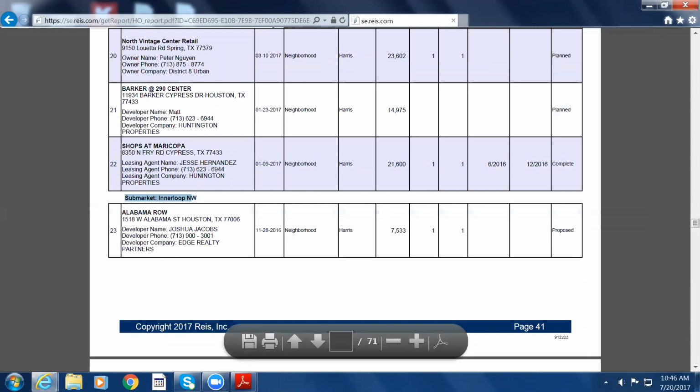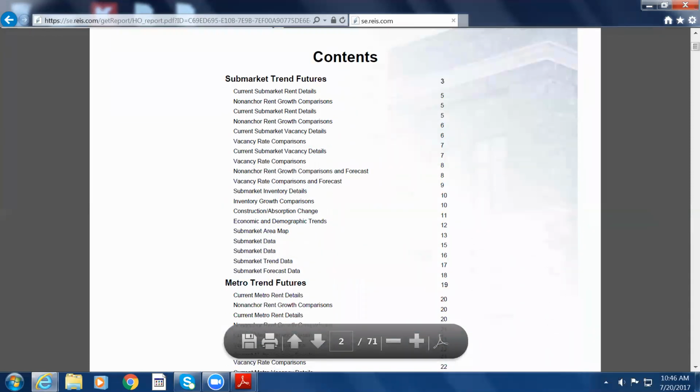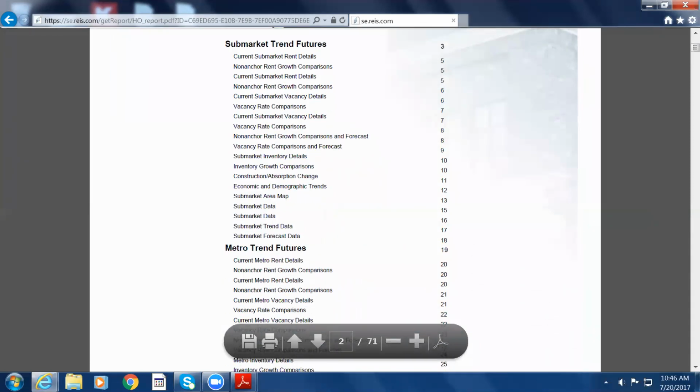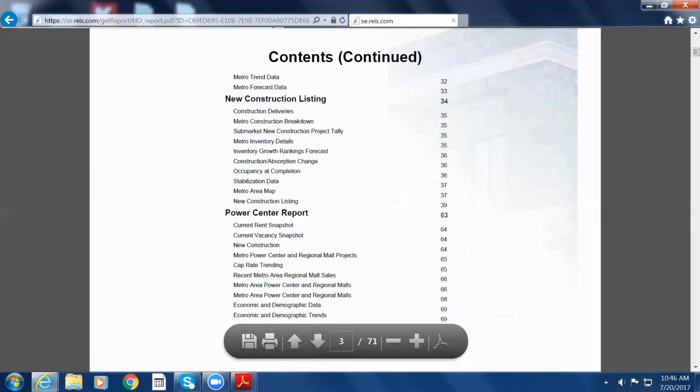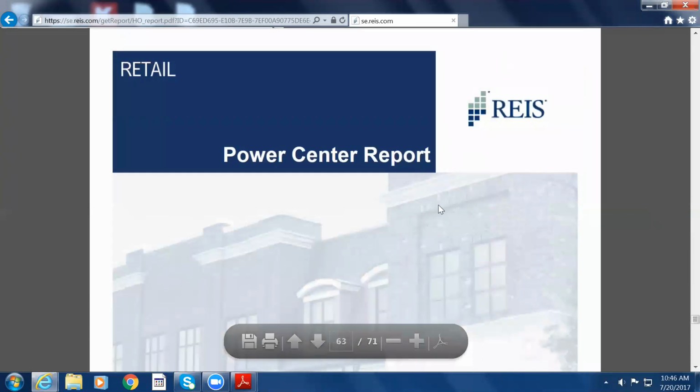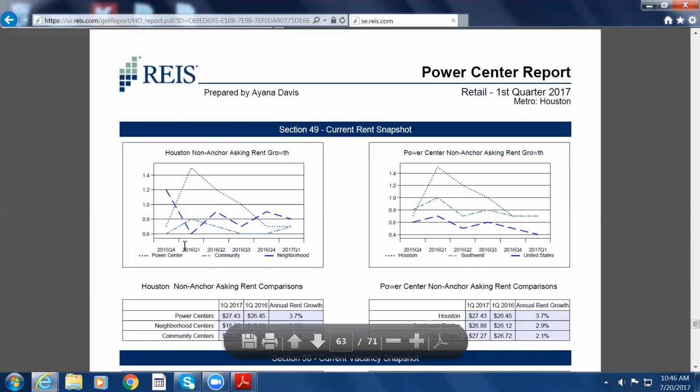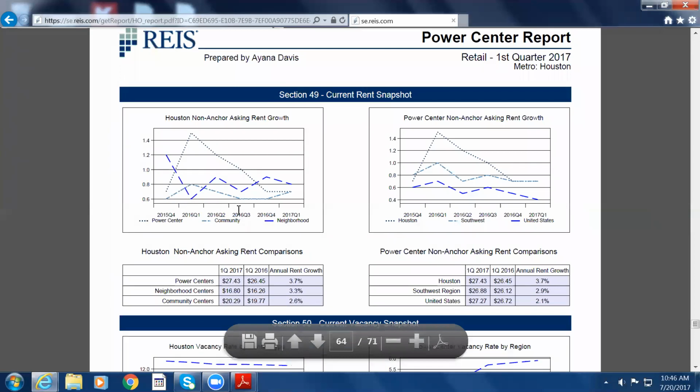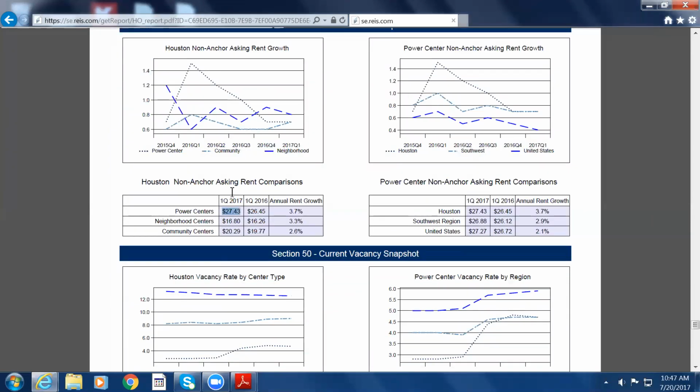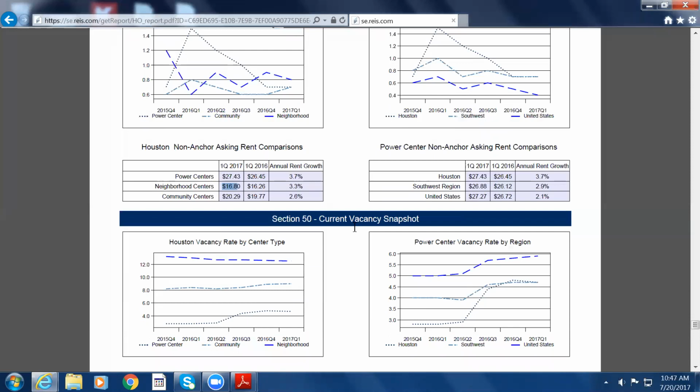Okay, and then that power center report, since everything that we've been looking at is neighborhood versus community. This gives you a good benchmark. How does a power center compare in this particular market to a neighborhood shopping center? In many cases, they are much more expensive, and I think you kind of pay that premium to be in a mall as a tenant versus being in a strip center. But yes, we can definitely see that correlation within this market.